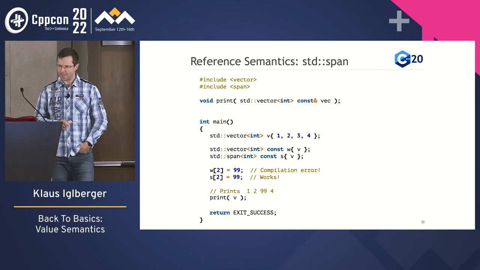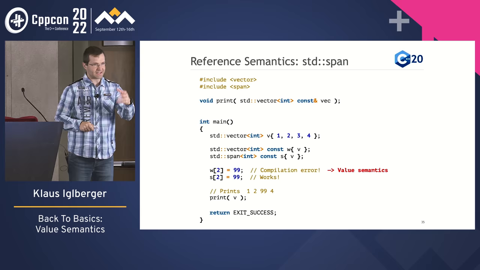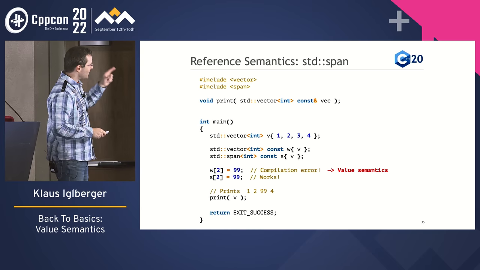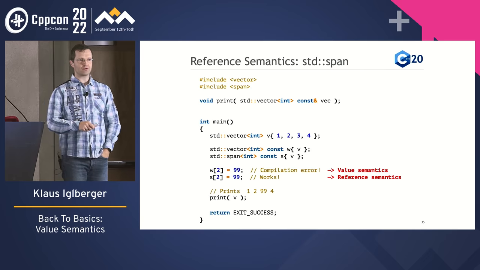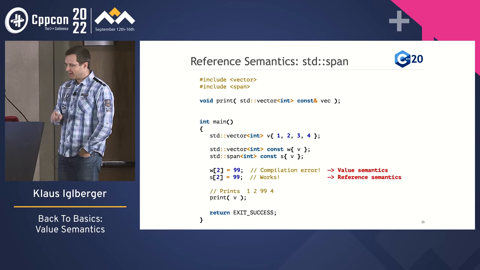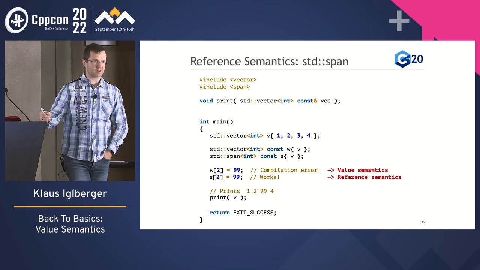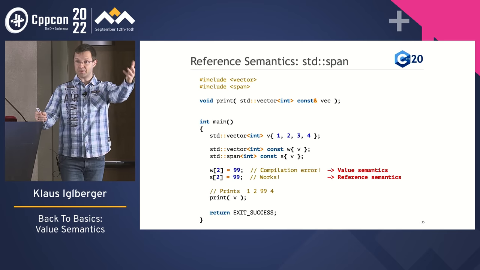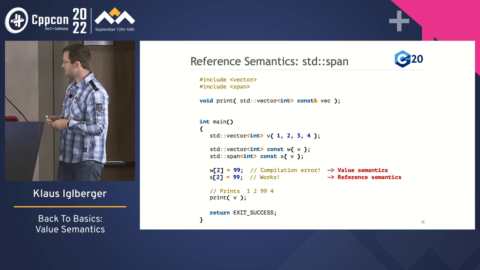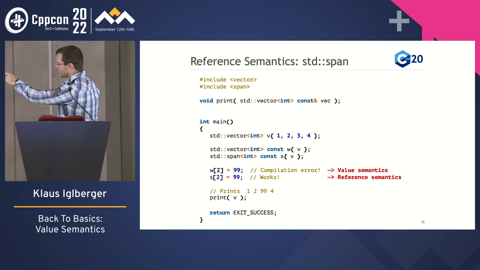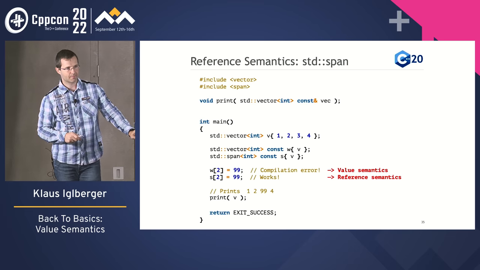Well, why is that? Well, the vector is value semantics. It really is a vector, a value. But the span, this is now working in the realms of reference semantics. A span is nothing but a pointer and a size. So if you assign a vector, it remembers a pointer to the first element, it remembers its size, and that's it. And note, that still works, although the span is const.